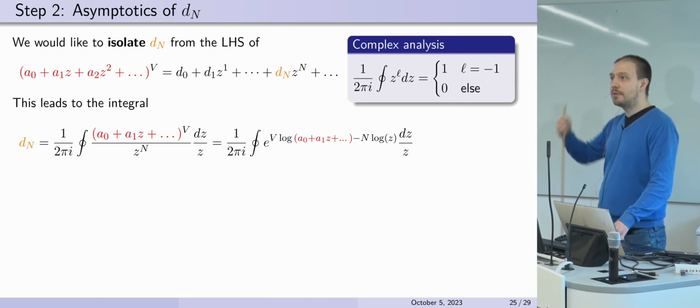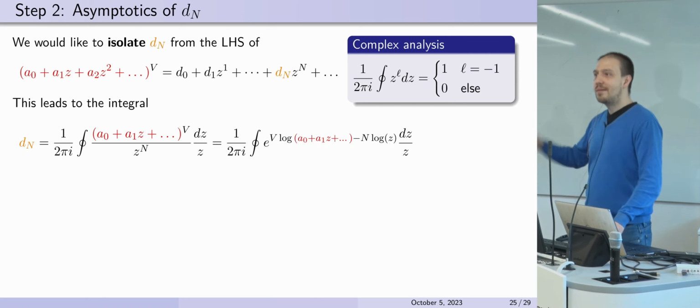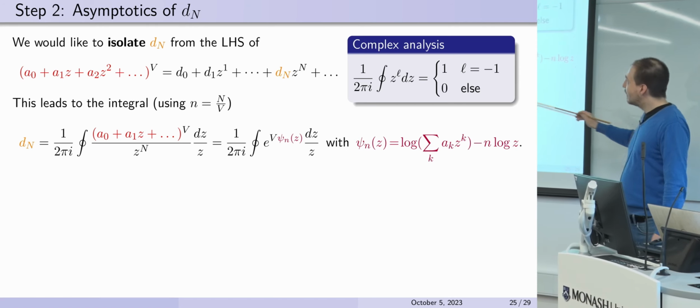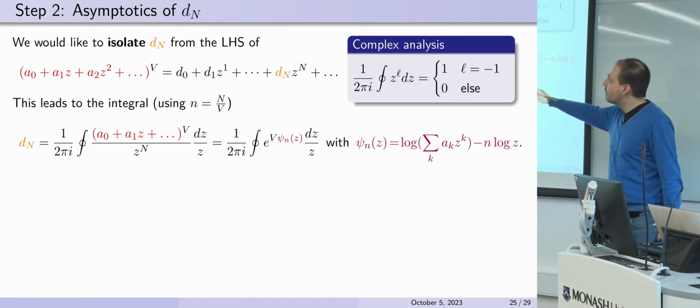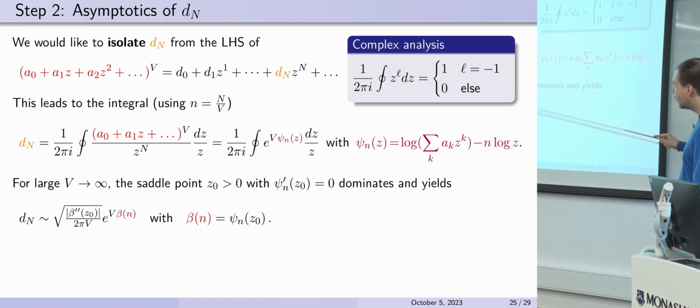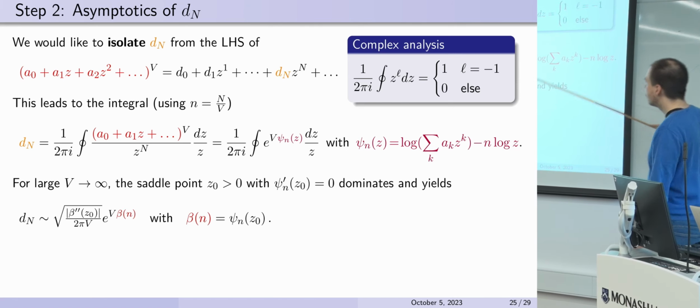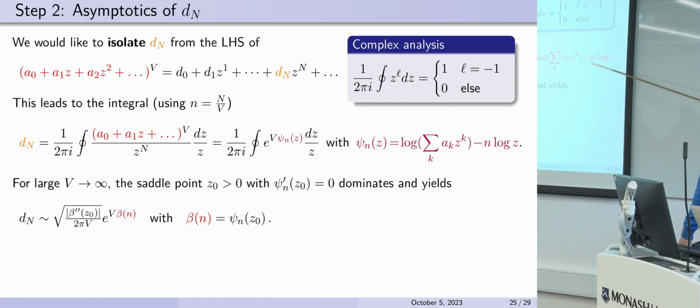With that, we can now massage the integral and introduce a function psi_n, and we can take the limit for large V and do a saddle point analysis. And that allows us to extract the asymptotic behavior of the d_n that we are looking for at large V, that is fully described in terms of a function called beta of n, that is the saddle of the function psi_n, that is here defined just in terms of our integers a_k and the filling fraction n.